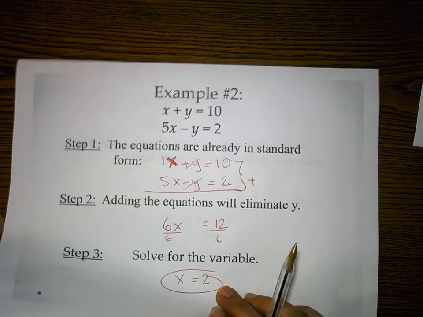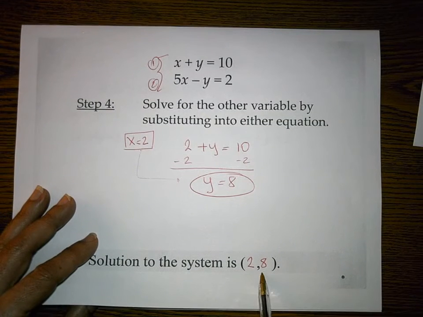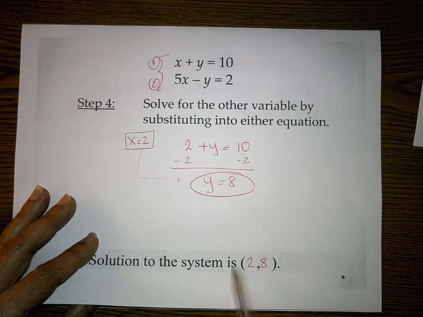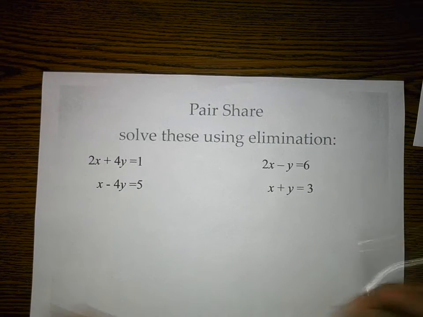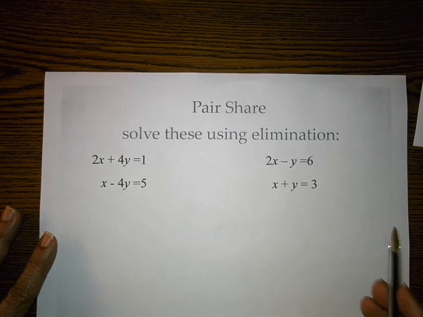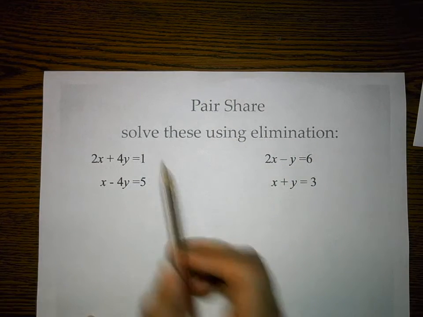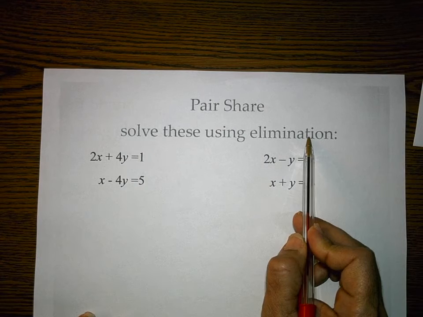All right, and your answer, as you can see, is always an ordered pair. Be careful so you don't get them switched up, okay? So, my last example here, I don't have all the steps. This is a pair share. I wanted you to try it. We did it in class, but I want you to try it at home. Solve using the elimination process, okay?